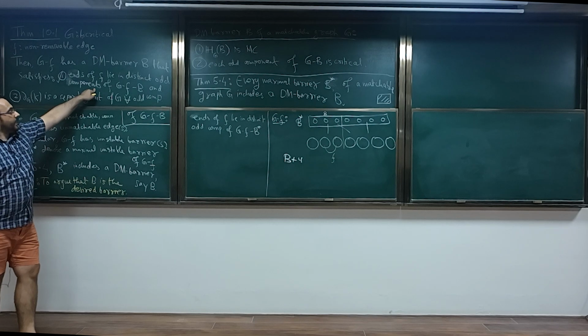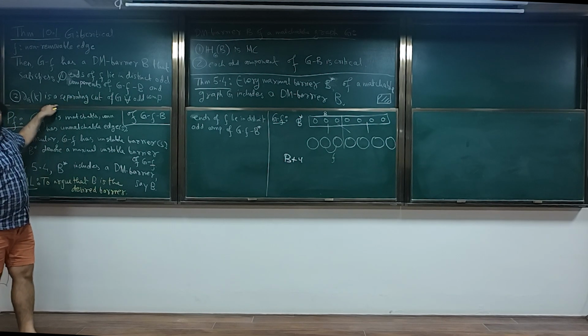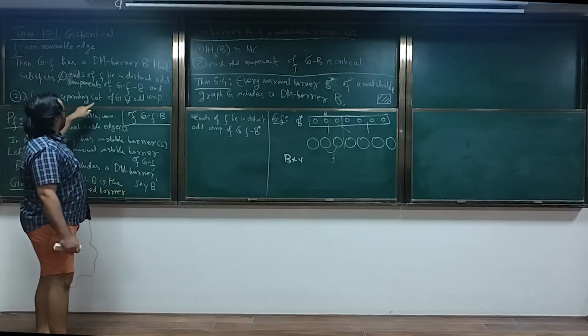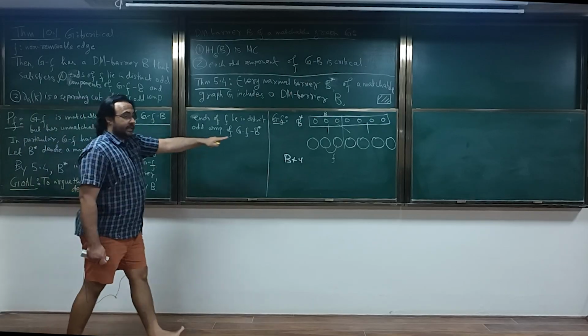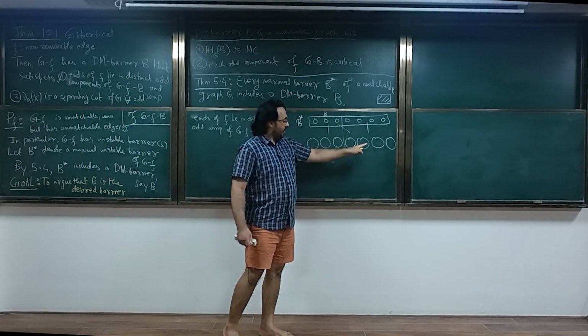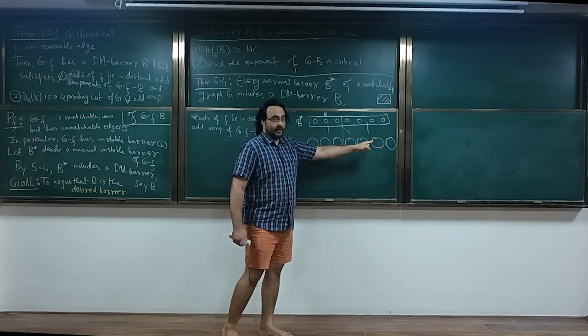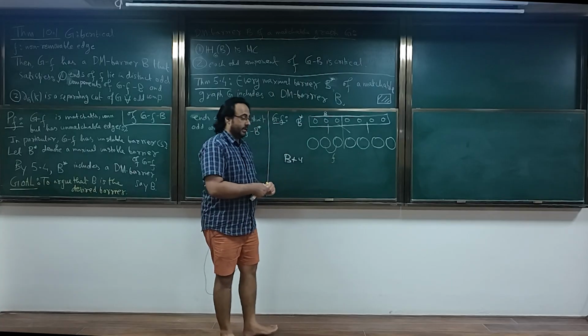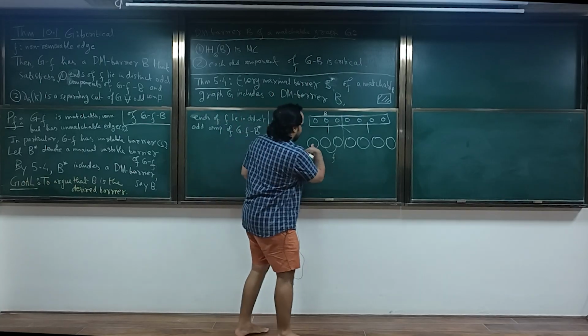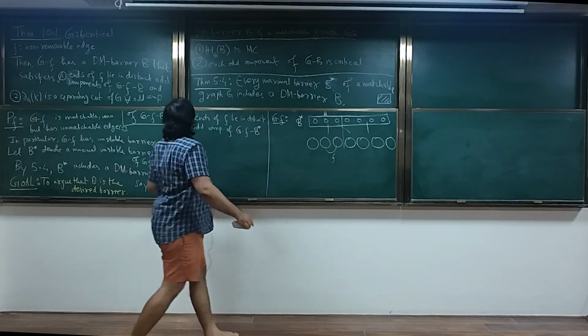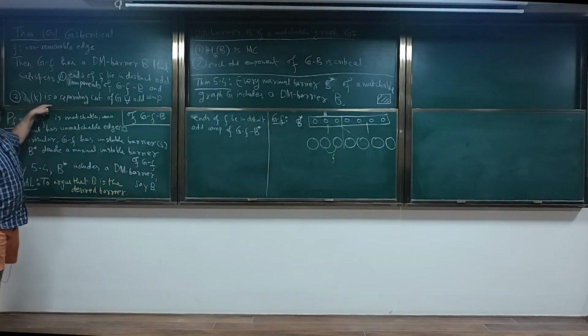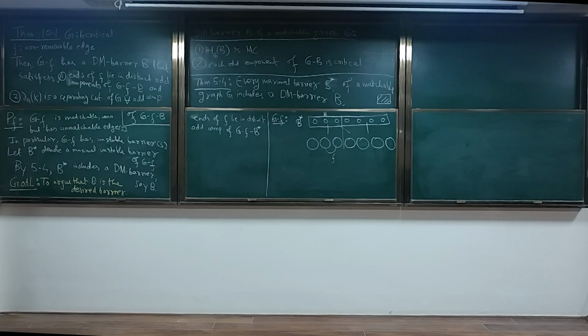Now we need to show this. For every odd component, not of G minus F minus B star, only for these odd components. In fact, it is not true for the other odd components. There is a counterexample shown in Lucchesi-Murthy. Only for these odd components, we will argue that the corresponding cut is a separating cut.